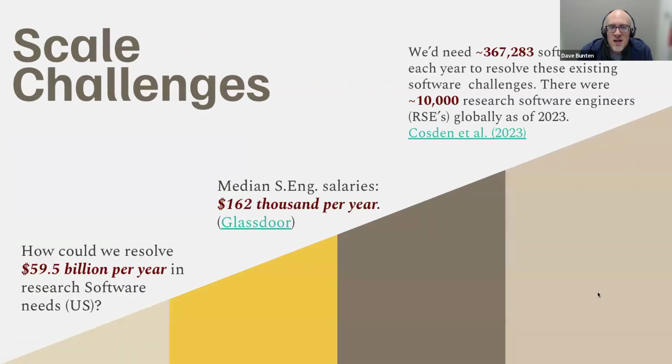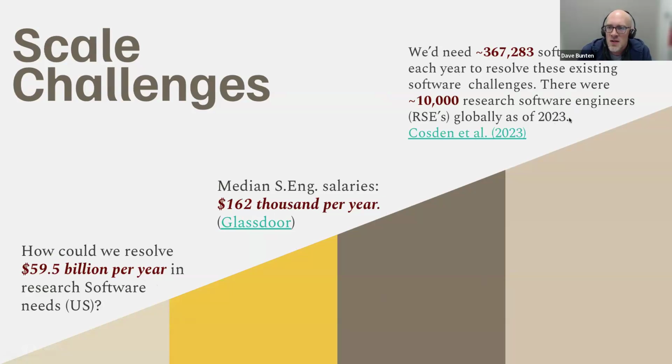In terms of scaling challenges, given the size of that software, how could we resolve $59.5 billion per year in research software needs within the US, given that the median software engineering salaries are about $162,000 per year? I did an estimation here that we'd need around 367,283 software engineers each year to resolve these existing software challenges.